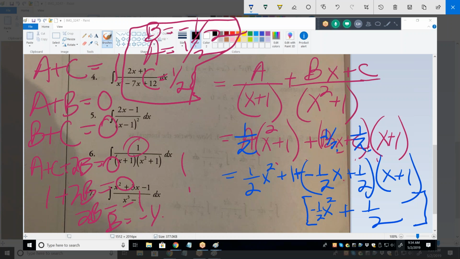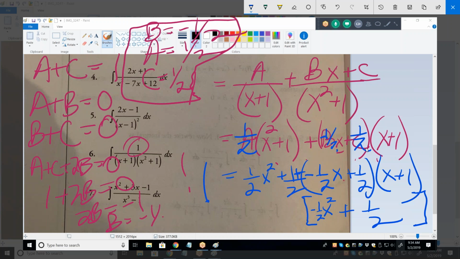1/2 times x squared plus 1 is 1. There's a half right there. Oh, okay. Distributed to the whole thing. And now your x squared disappears, your x disappears, and you have plus 1/2 plus 1/2 equals 1. So right, we did it right.